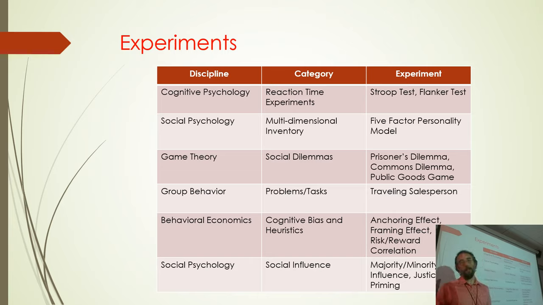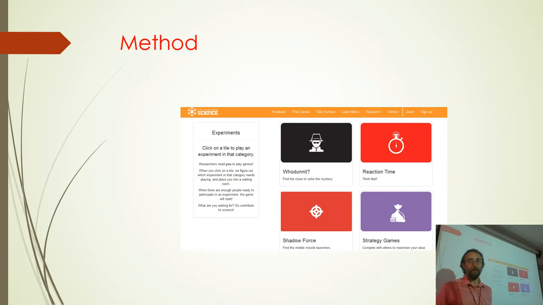And so, in cognitive psychology, we replicated the Stroop and Flanker test. In social psychology, we replicated the Big Five. All of these are attempts to replicate. We'll see in a second that they do replicate. Economics, we're looking at the prisoner's dilemma, the commons dilemma, and the public goods game. All of these are very standard research paradigms that people would want to use in different disciplines. We've got some behavioral economics, group behavior, social psychology. And what we did was, we built these studies on volunteer science, and we just put them up, and we recruited people on social media, by email, your typical citizen science, crowd science kind of method of recruitment.